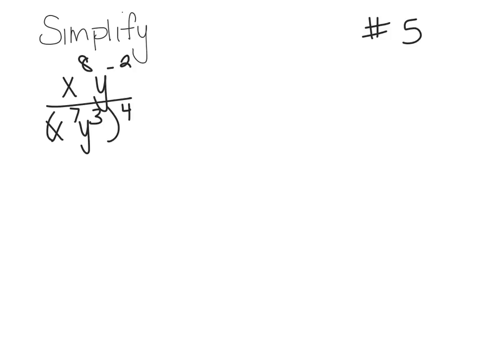To simplify, the first thing we're going to do is get rid of our parentheses. So I'm going to distribute the 4 to both parts. So in my denominator, I'm going to have x, and when it's a parentheses raised to a power, I say pow, multiply now. So I'm going to multiply.